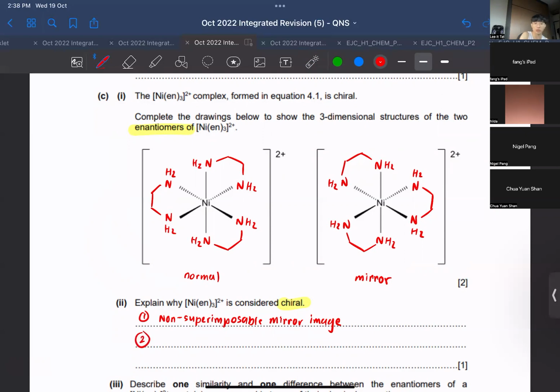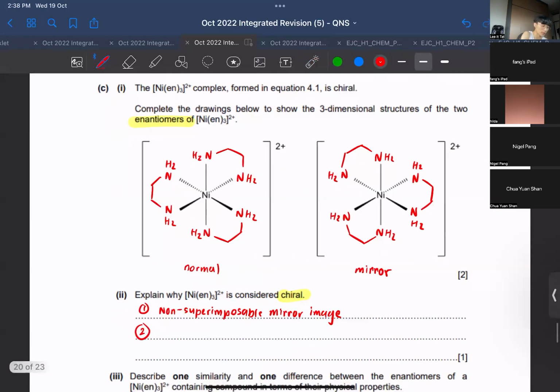You can also mention the second criterion, which is that there is no internal plane of symmetry in this molecule. This complex is not symmetrical. From first glance, it does look symmetrical, really. But you have to understand yet again that this is a three-dimensional shape, so it's actually not symmetrical.